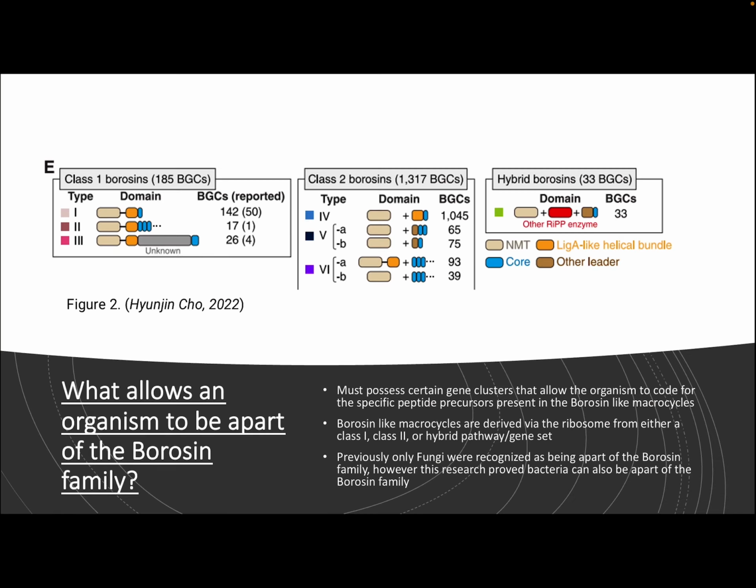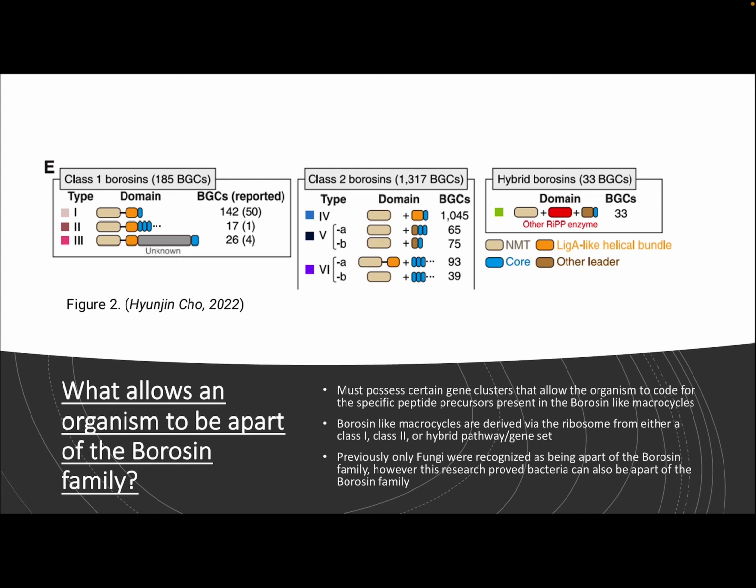The next thing to understand with this research article is that only certain organisms can actually utilize N-methylation and thereby be a part of the borosin family. N-methylation usually only occurs ribosomally, meaning the peptide precursor containing the enzyme N-methyltransferase is produced via the ribosome. There are three pathways that these precursors are usually synthesized from. These pathways and gene sets are denoted as class 1, class 2, and hybrid.